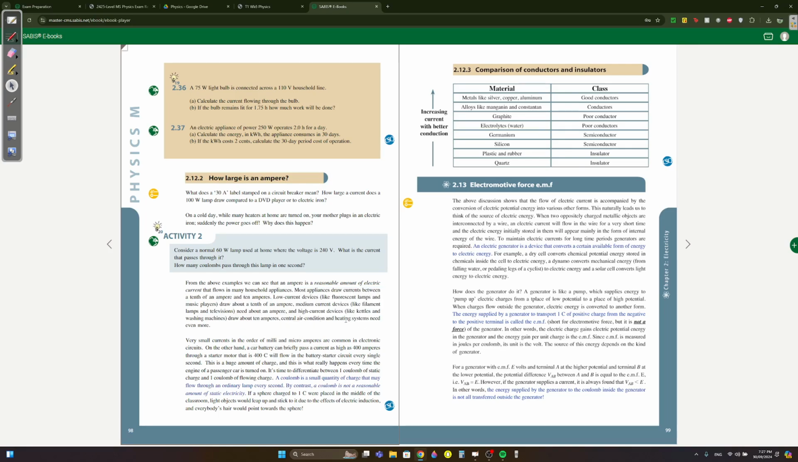So air conditioning and heating systems, also same thing with the water heater. Water heaters take up a lot of amperes. Okay, here.